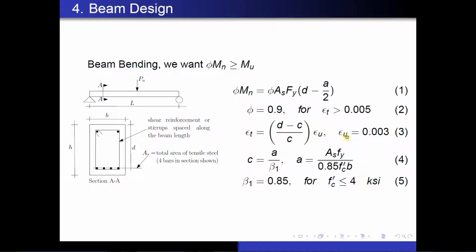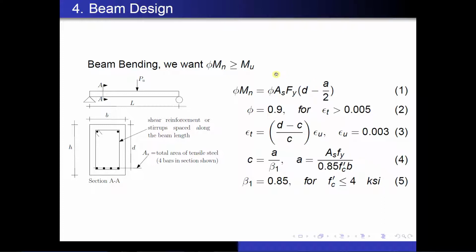Now throughout all of reinforced concrete design, the code says that epsilon u is 0.003, and this c value that is mentioned here is equal to a over beta 1. And for much of the concrete that you will design with, beta 1 will be 0.85, so you know what that value is. And a, this quantity that I mentioned we would learn about, is calculated with this formula here. It is A sub s times f sub y over 0.85 f sub c prime times b.